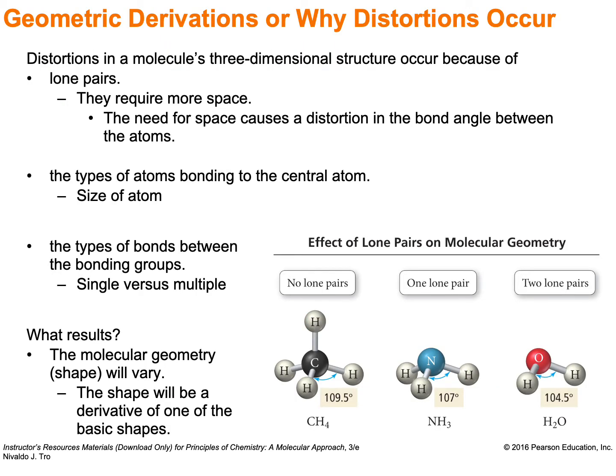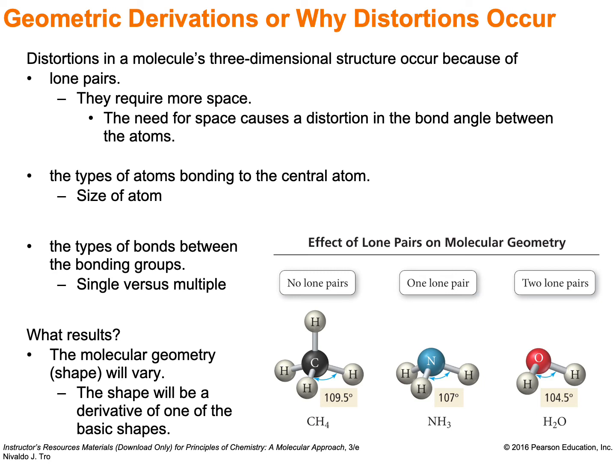Let's continue to talk about the differences between electron pair geometries and actual molecular geometries. They're largely due to distortions caused by lone pairs. Lone pairs require more space, and the need for more space causes them to create a stronger force toward bonding pairs. The size of the atom is also a factor. The types of groups are factors, single versus multiple. And what does this affect? The molecular geometry. The molecular geometry will vary. The shape will be a derivative of one of the basic ones.